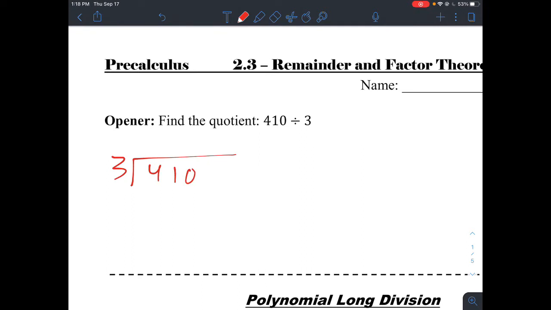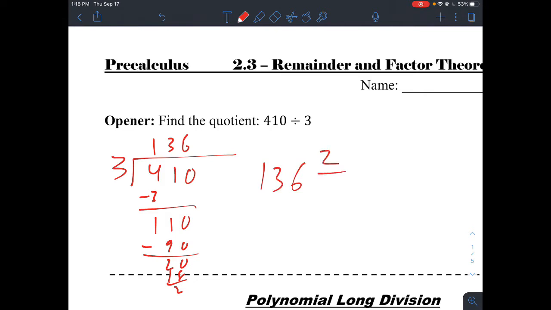Okay, 3 goes into 410, so 3 goes into 4 once, multiply, subtract, 3 goes into 11 3 times, multiply, subtract, 3 goes into 20 6 times, we end up with 136 2/3.